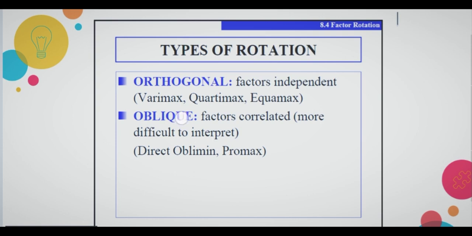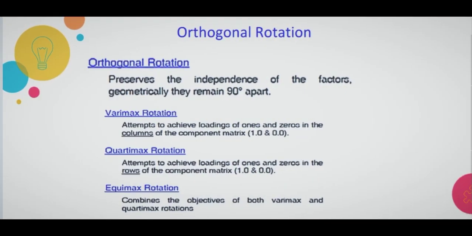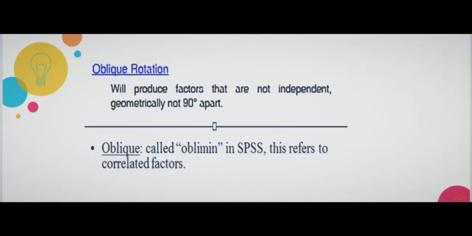Oblique rotation has 2: direct oblimin and promax. Usually we use direct oblimin in SPSS. So these are the details of varimax, quartermax and equamax and also the oblique rotation. In SPSS it is called oblimin.